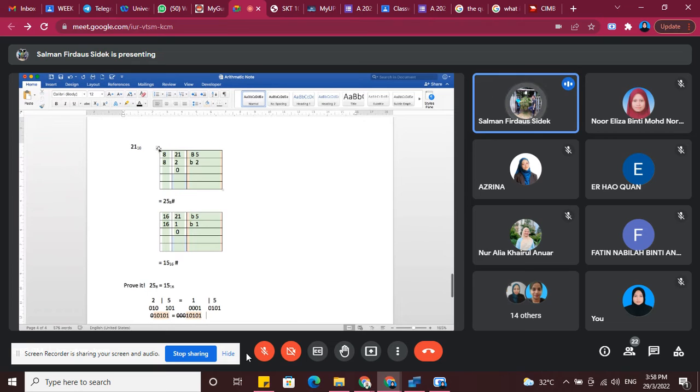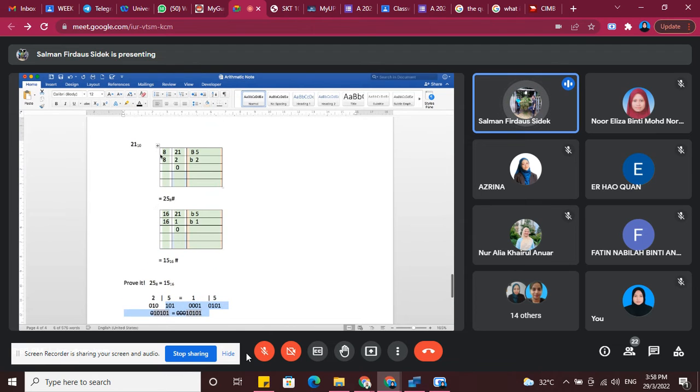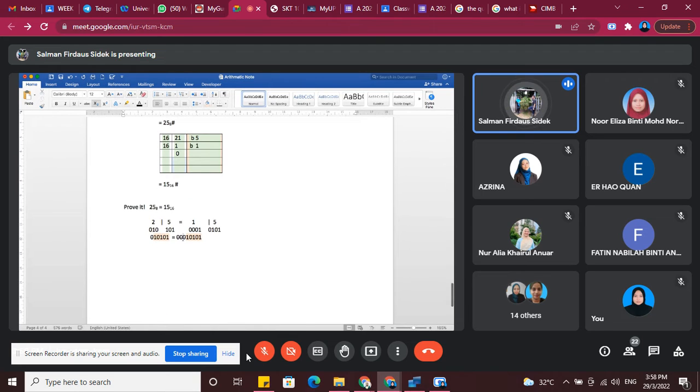So maknanya 21 asas 10, if you use this technique, dapat 25. If you use this technique, dapat 15. So adakah kedua-dua ni sama? Kita dah buktikan bila tukar dengan binary, kedua-dua ni adalah sama. So kesimpulan kita boleh buat adalah teknik bagi 8 ni betul, teknik bagi 16 ni pun betul, sebab jawapan yang diperolehi ini nilainya sama. Macam mana tahu sama? Kita guna basic foundation binary. Selesai.